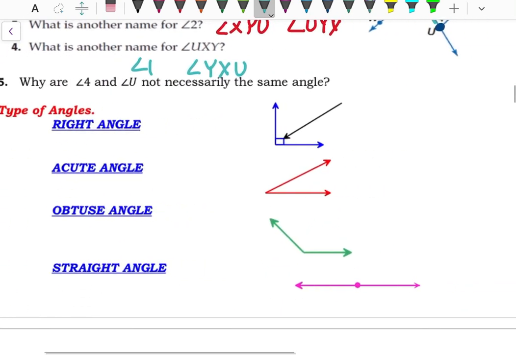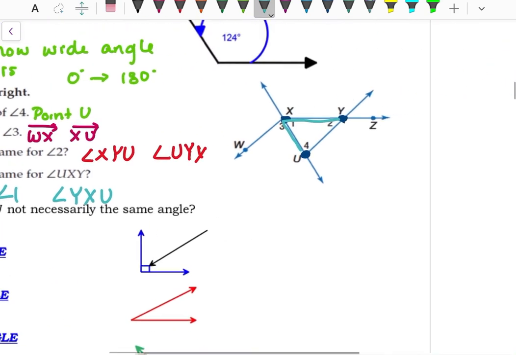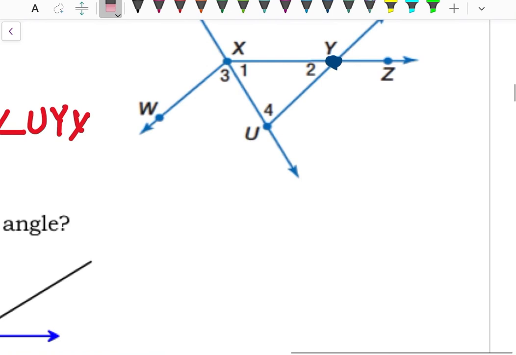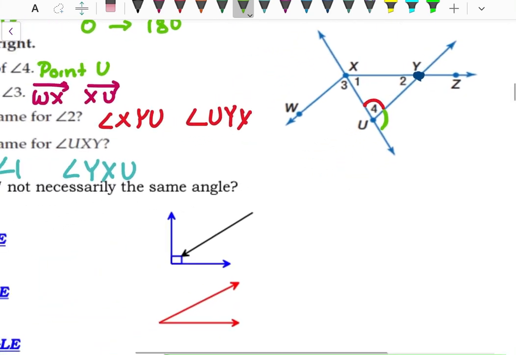Great. Why are angle 4 and angle U not necessarily the same angle? On this picture, we have angle 4, which is right here. If you were to just call angle 4 angle U, we wouldn't necessarily know that angle U is talking about angle 4, because there's this other angle that also has point U that could be referenced when you say angle U. So you want to be specific about what you're talking about.